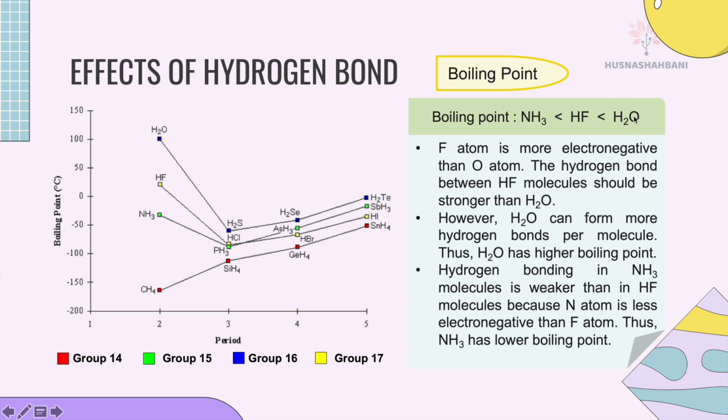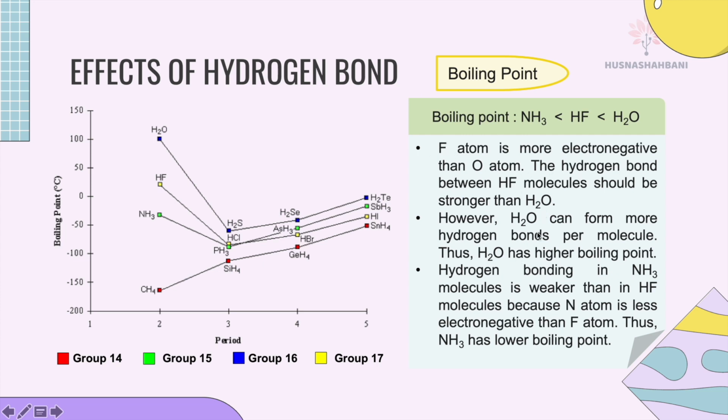One molecule H2O can form more than one hydrogen bond. One molecule HF can only form one hydrogen bond, but for H2O it can form more than one hydrogen bond, making the number of hydrogen bond in H2O higher. Thus, H2O has higher boiling point. Hydrogen bond in NH3 molecule is weaker than HF because the electronegativity of N is less than F. Thus, the NH3 has the lower boiling point.